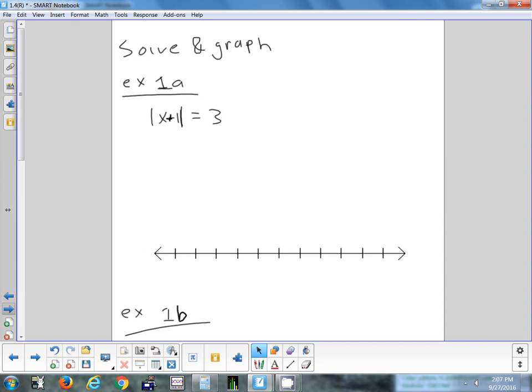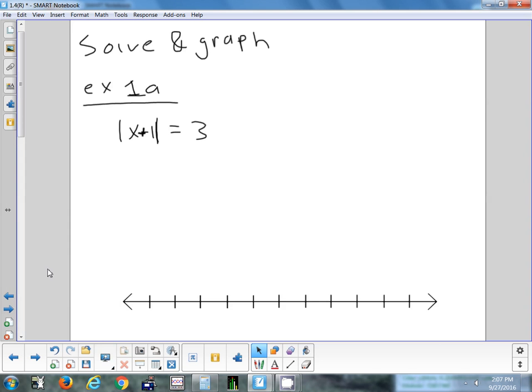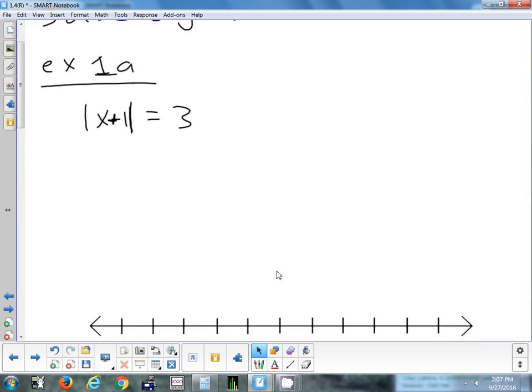So, let's look at, you guys, you have the number line. The only thing you don't have on the back is the actual examples, so you have to write them in. For example, 1A, we're going to have the absolute value of x plus 1 equals 3. Right? The absolute value of x plus 1 equals 3.